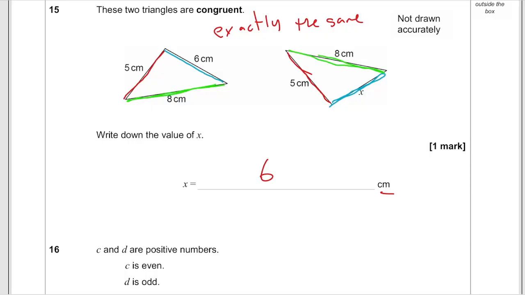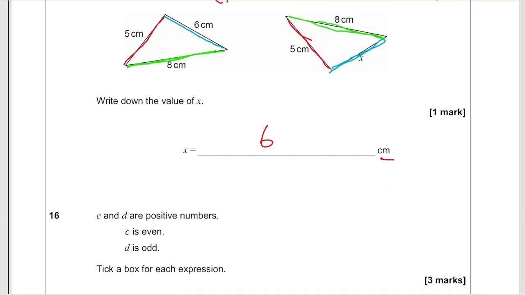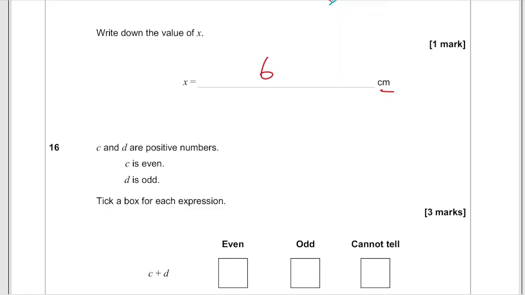Okay, we're not asking to prove congruency, we're just asking to read off the chart on that one. Okay, remember, if it was asking to prove congruency, you've used 3 sides, so you've done side, side, side is your rule for congruency.